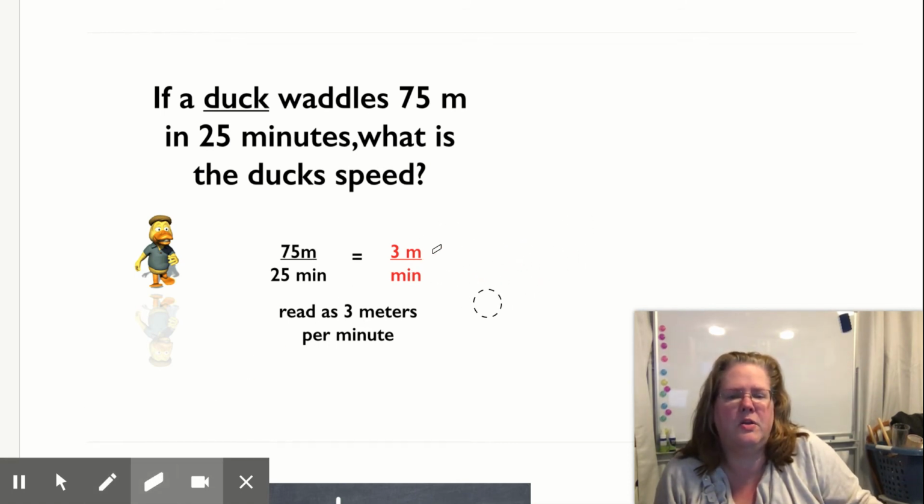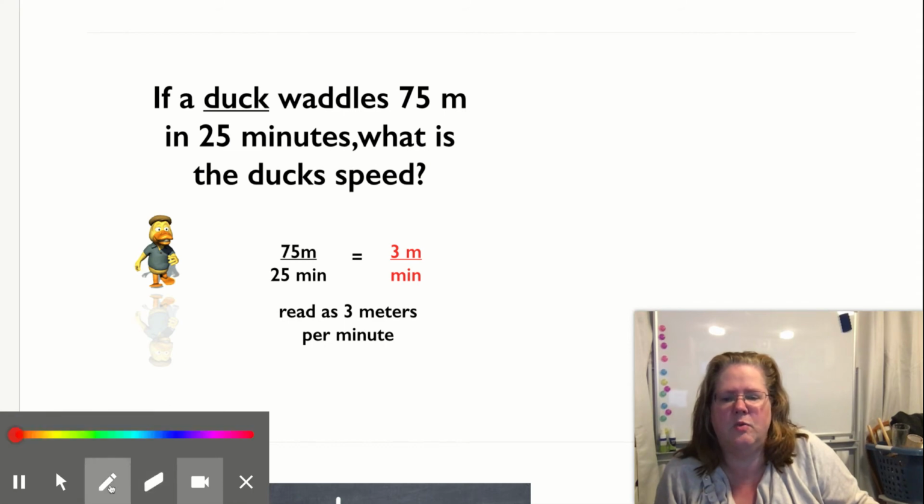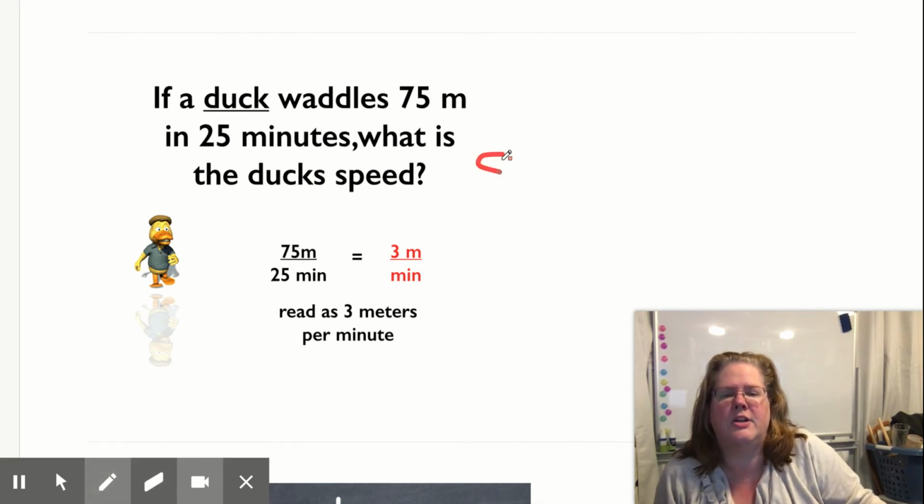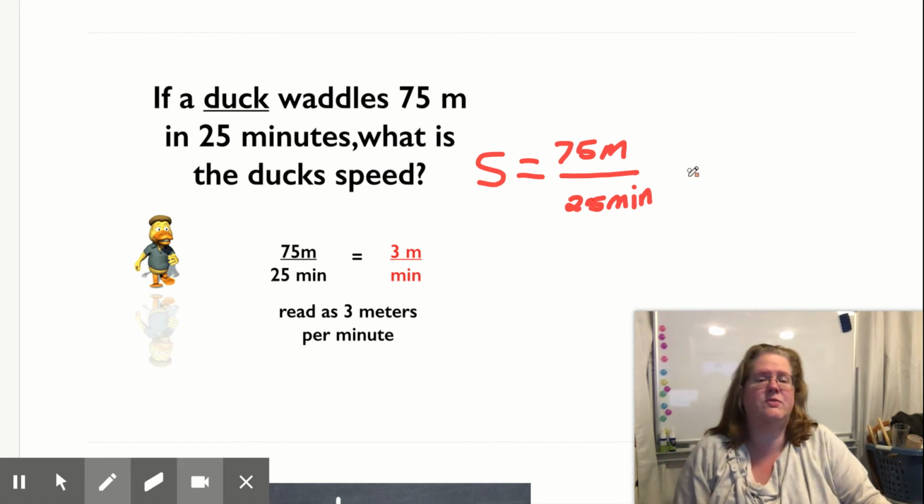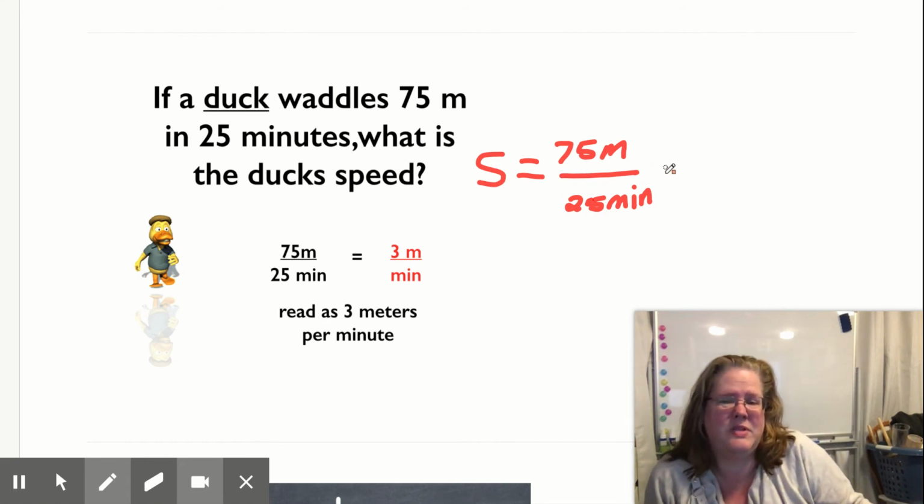Another thing I want you to know is if you ever have to hand in work in science, you would actually put this: speed is equal to 75 meters over 25 minutes. And you're going to notice that I write minutes as MIN because M stands for meter, so we can't use M again for minutes because that would be meter divided by meter, and that M divided by M would just cancel and that doesn't work.